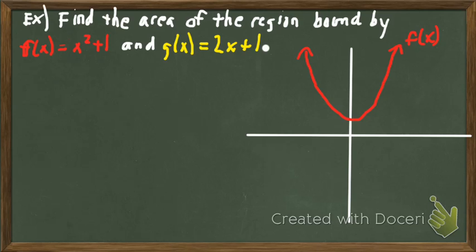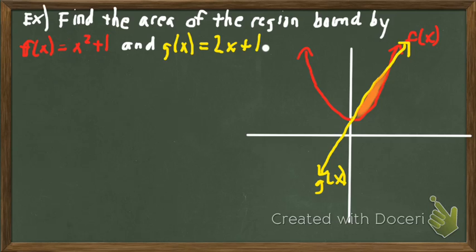And then g of x, you know that the line 2x plus 1 would have a y-intercept at 1. And then it would have a slope of 2, so you'd go up 2 over 1, up 2 over 1, and so forth. It would look like this, roughly. Okay, so what we're going to end up trying to find the area of then is going to be this little region right here between the two curves. I'm going to go ahead and shade that in. And so hopefully this will make sense to you.